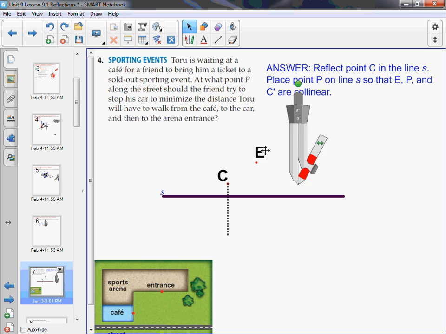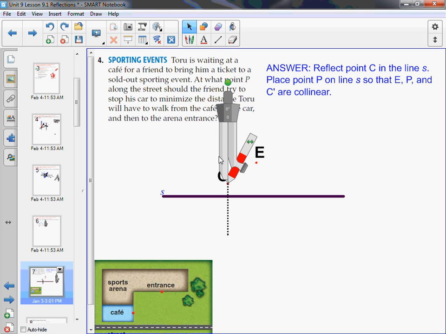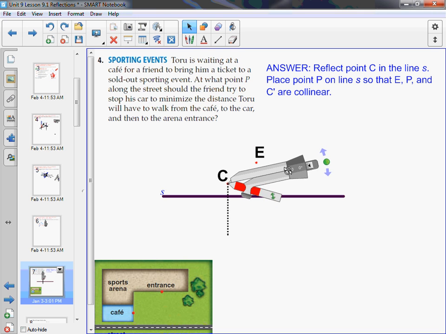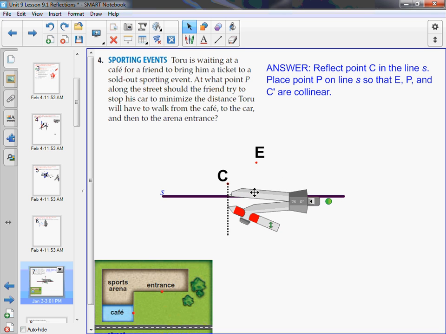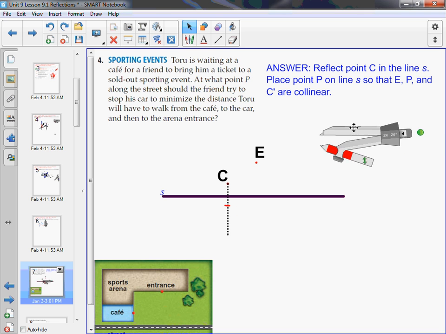Take your compass, put the point at C, adjust your compass setting to measure the distance from C to line S. Move your compass to the other side of the line of reflection, and C prime is the same distance away from line S as C is.